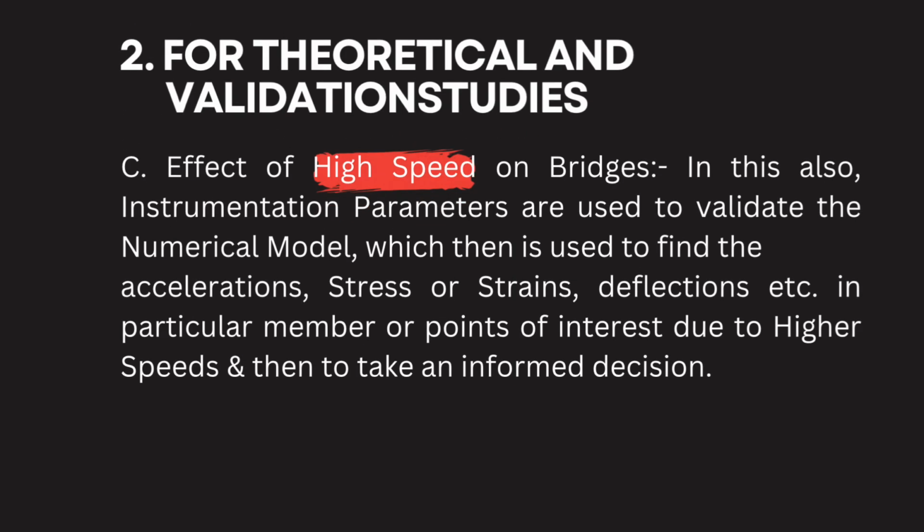C. Effect of high speed on bridges. In this also, instrumentation parameters are used to validate the numerical model, which then is used to find the accelerations, stress or strains, deflections, etc. in particular member or points of interest due to higher speeds, and then to take an informed decision.